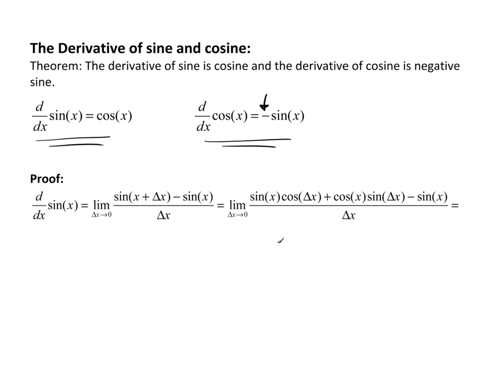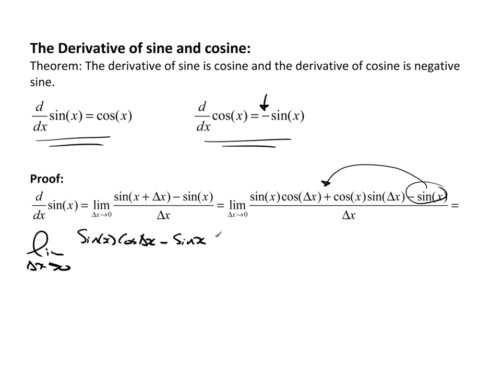So now all I'm going to do is change the order a little bit. I'm going to take this and move this over here, right in between there. So now I'll have the limit as delta x goes to 0 of sine of x cosine delta x minus sine of x plus cosine of x sine of delta x, all over delta x.